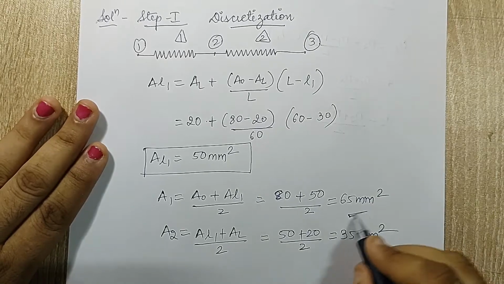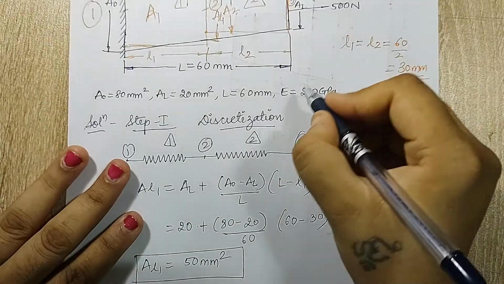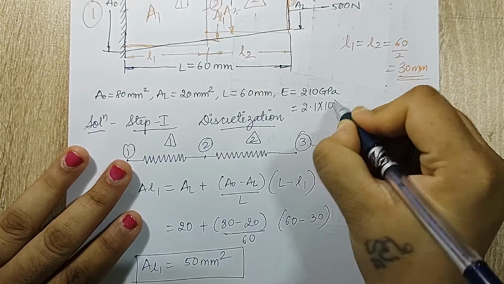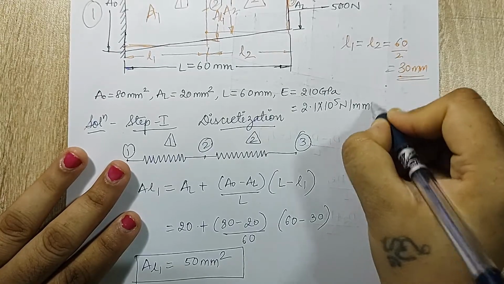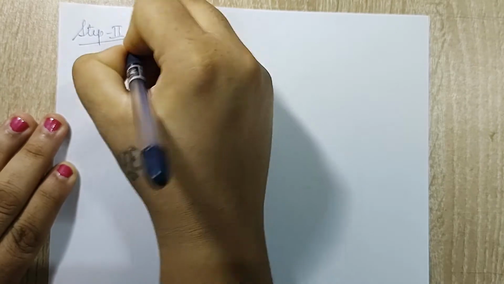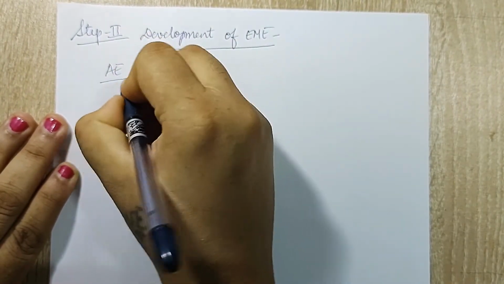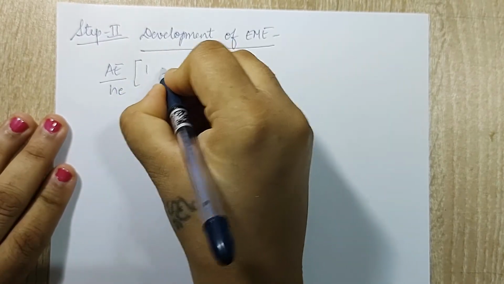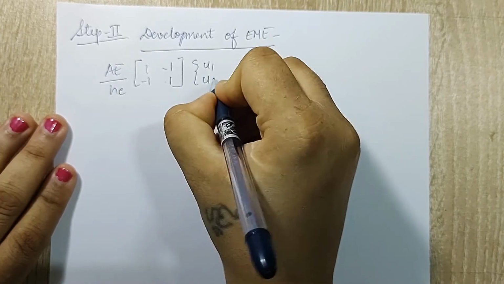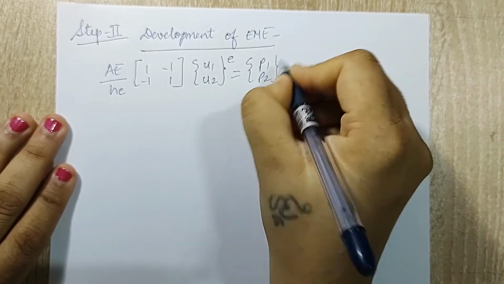So these are some calculations which I had to do at the start so that my numerical becomes easier to solve. Now E is given as 210 gigapascal, which is 2.1 into 10 raised to 5 Newton per mm square. Next I'll go to step 2, development of EME. Now I am going to use the EME of step bar, AE upon H, matrix [1 -1; -1 1], U1 U2 raised to e is equal to P1 P2 raised to e.